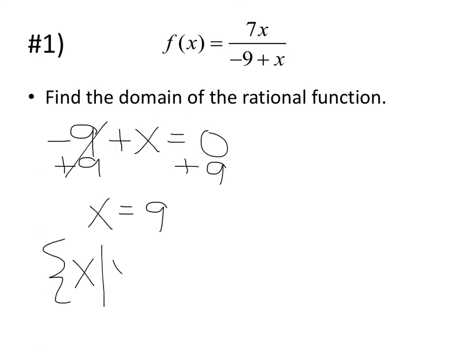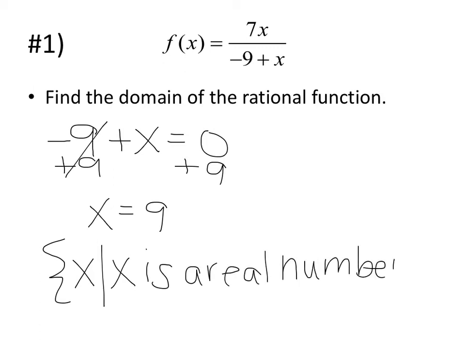X is the set of numbers such that x is a real number and x cannot be 9. So you take whatever number you get when you set it equal to 0, and that's what x cannot be.